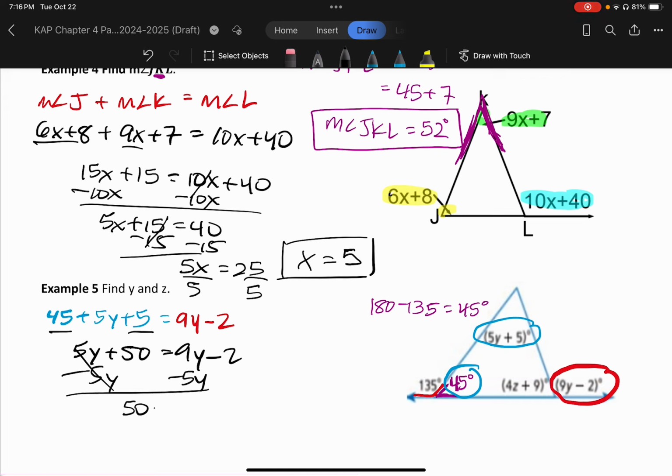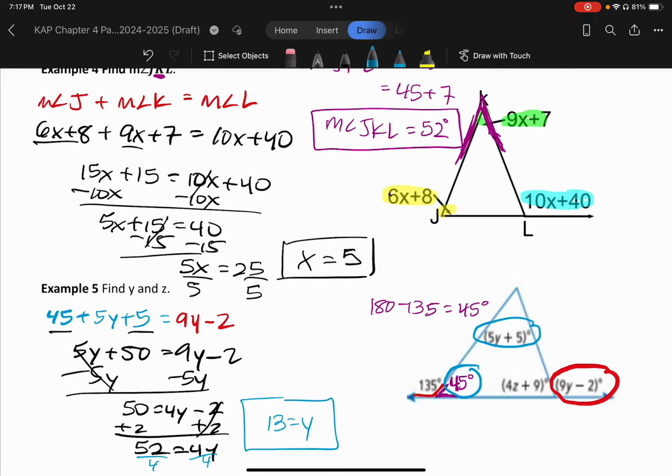We get 50 is equal to 4y minus 2. Add 2 on both sides. We get 52 is equal to 4y. If I divide both sides by 4, 52 divided by 4 would be 13. So 13 is equal to y. So we found y, but go ahead and understand that not only were they asking you for y, they were also asking you for z.